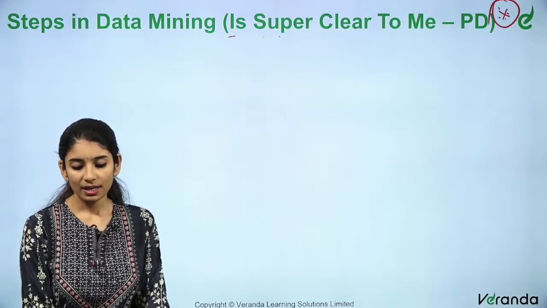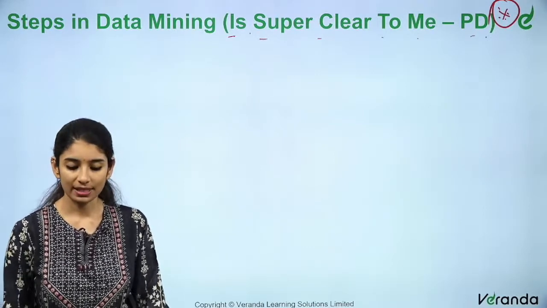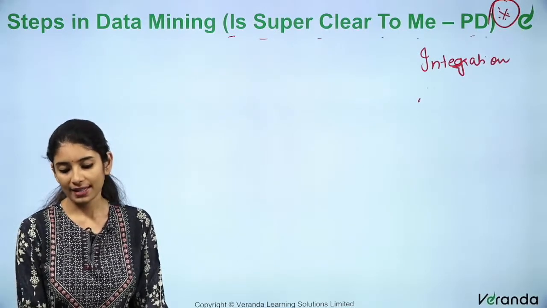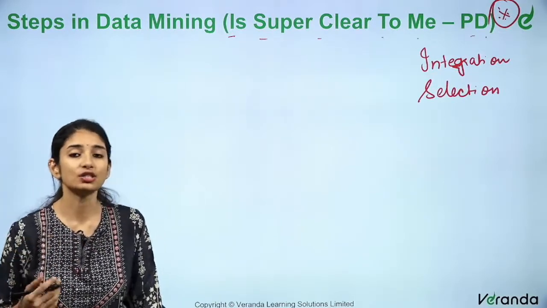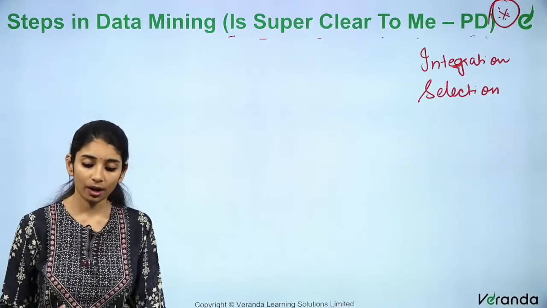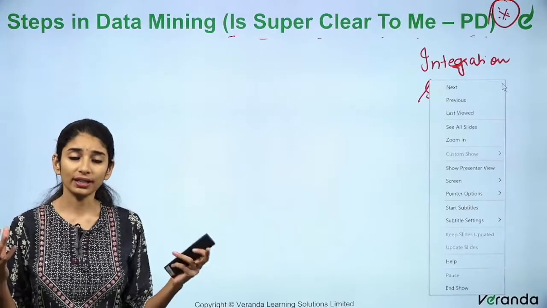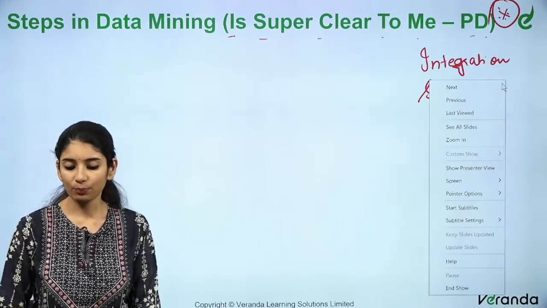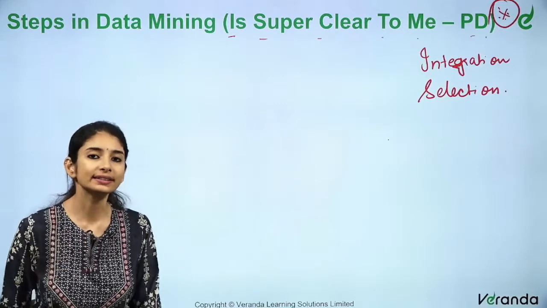The code word would be: data mining is super clear to me, PD. Is I, I for integration. S, S for selection. First you integrate all the data from various sources. It could be from your database management software, it could be from text files, it could be from social media, wherever. So you integrate all the data. Then after you've integrated so much data, not everything will be required for the analysis that you need. So the next step would be to make a selection of data on which you want to apply the analysis techniques.